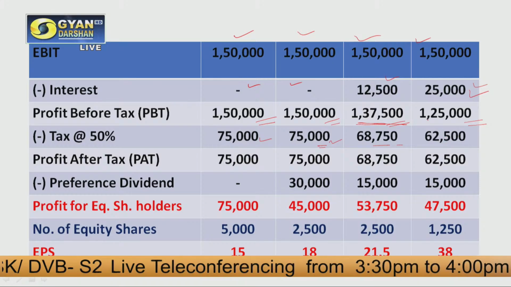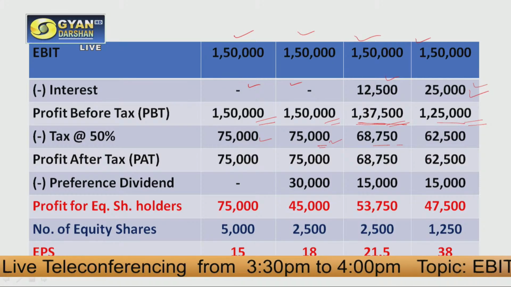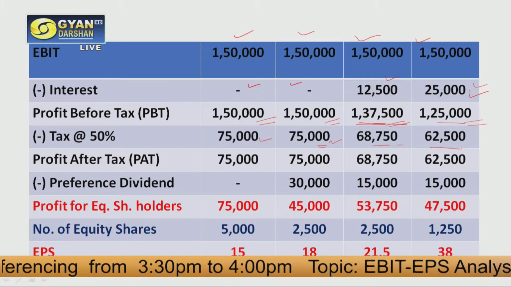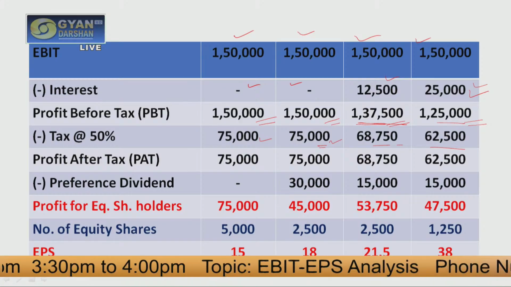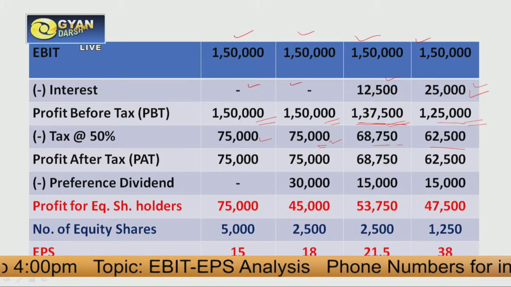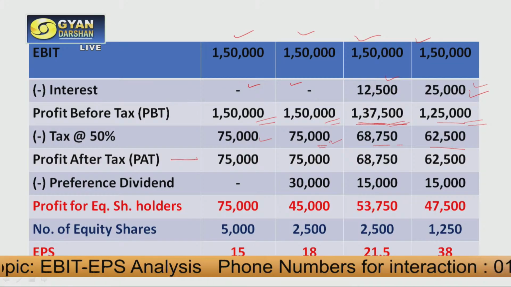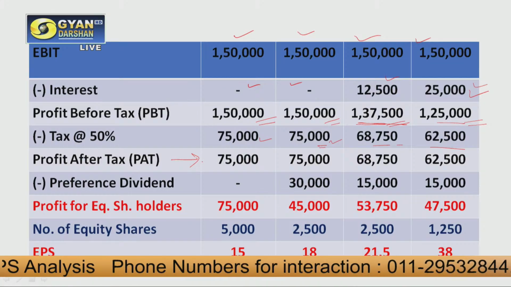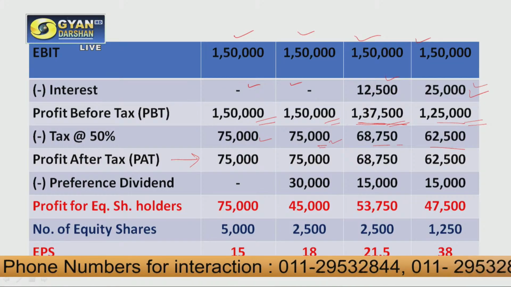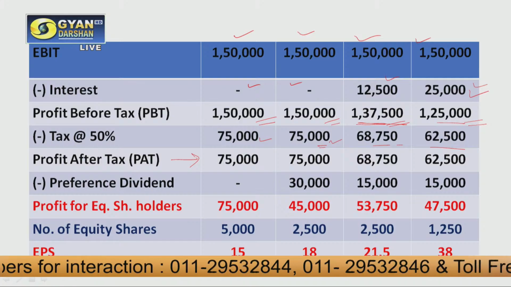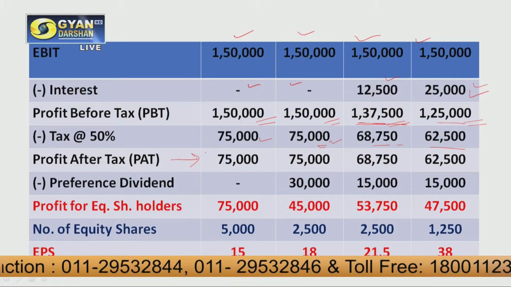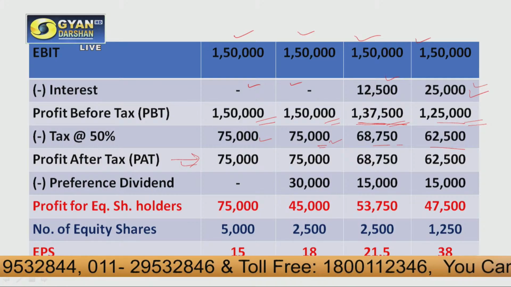In fourth case, again 50% of 1,25,000, so it is coming as 62,500 rupees. Now after deducting tax from PBT, we get PAT, that is profit after tax, which is 50% of PBT, because we already deducted 50% tax in this case. So this is the amount that is available as profit after tax.